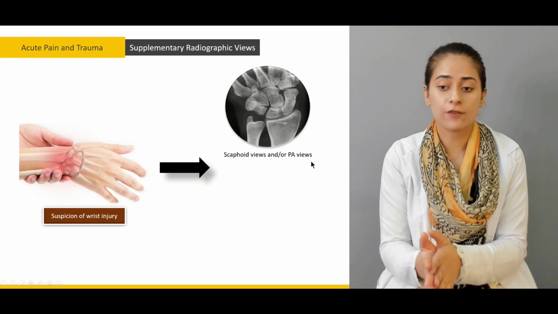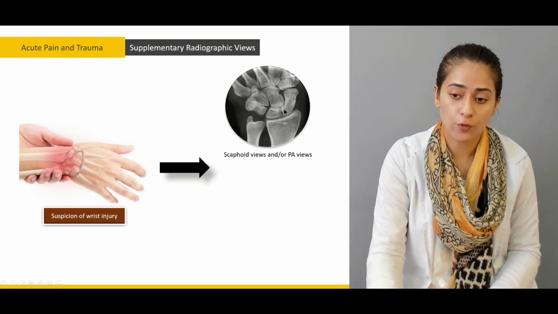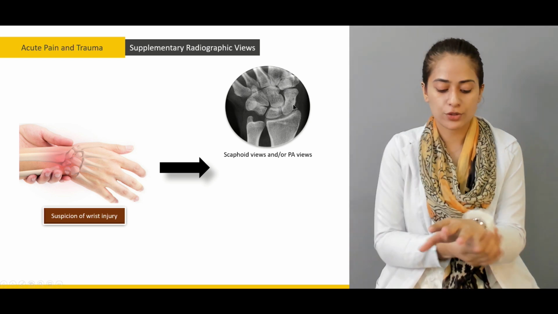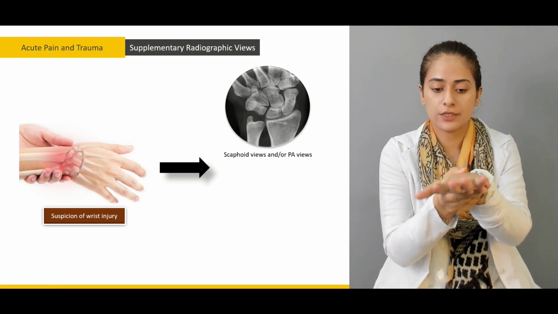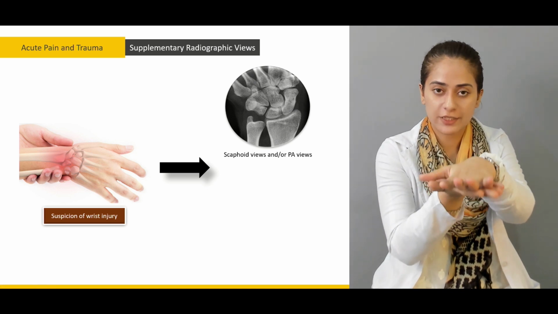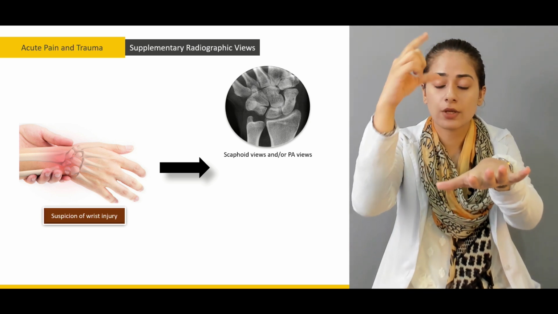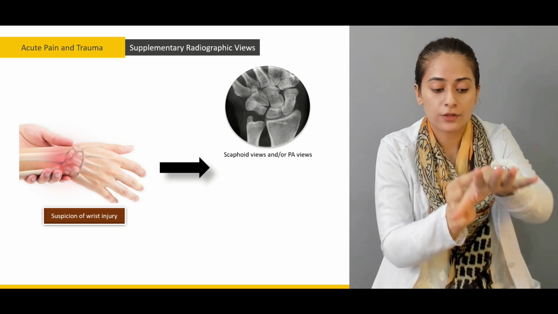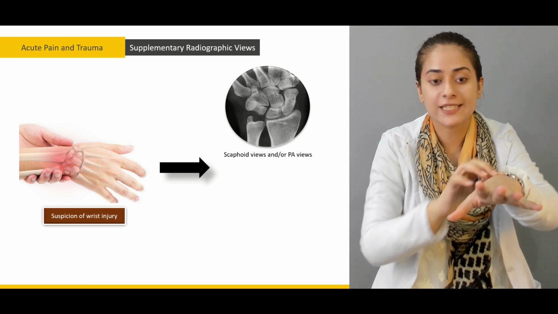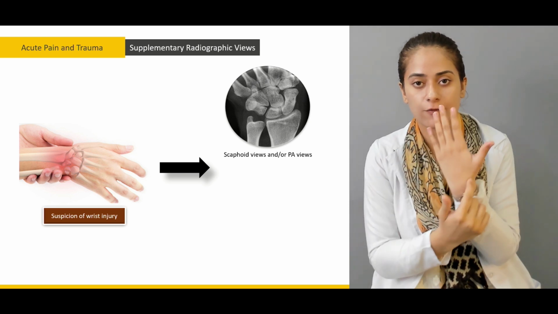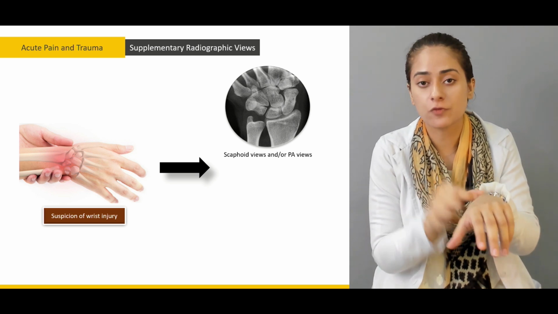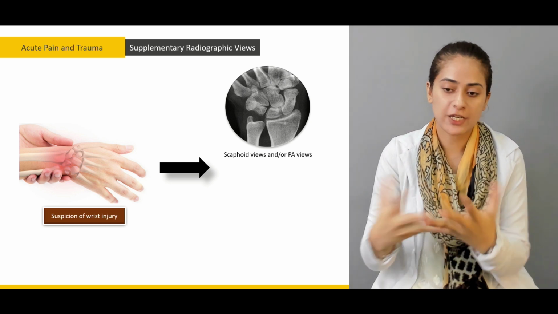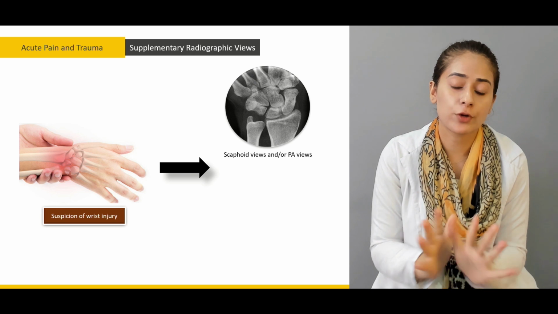So this is the scaphoid view to better visualize the scaphoid bone. How to actually get this view? What we do is we place the arm on the bucky like this, and the X-ray tube is placed at a 10 to 15 degree angle, and then the center point is actually focused on the scaphoid bone. So here, this is the scaphoid bone, and this is the point that is focused by the X-ray tube. So that is how we obtain the scaphoid view to visualize the scaphoid carpal bone.